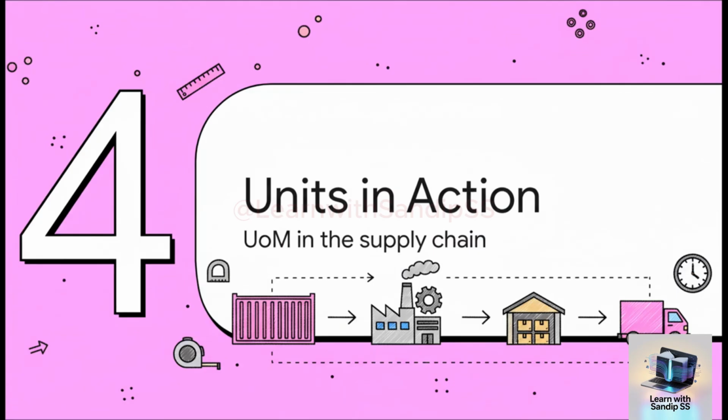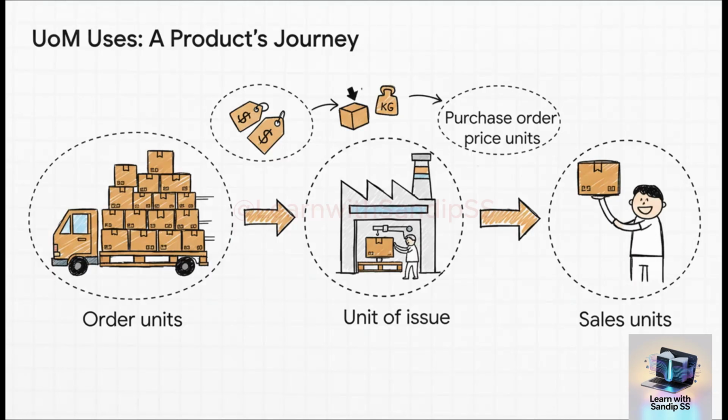So all this setup, all this theory, where does it actually pay off? Let's take a look at a few places in the day-to-day logistics cycle where these carefully configured units make a real, direct impact. Honestly, you're going to see them everywhere. The order unit, for instance, is what you buy from your supplier. Maybe you buy by the PAL for pallet. But the purchase order price unit could be totally different. You might be priced per kg, even if you're buying a whole pallet. Then, of course, there's the unit of issue for when you use it internally, and the sales unit for what you sell to your customers. All of these can be different, and SAP handles all those conversions behind the scenes just seamlessly.